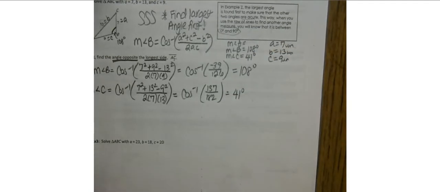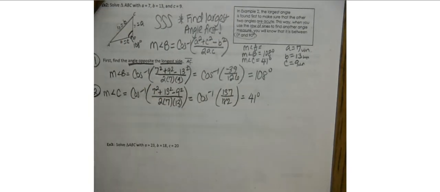So now if I want to find what the measure of angle A is, I'm going to be using inverse. Or not inverse, I'm going to be using the 180 degree rule. So next, to find the measure of angle A, I'm going to say 180 minus 108 minus 41 will give me the measure of angle A. And if I were to put that whole thing into my calculator, I would end up with 31 degrees is equal to the measure of angle A. And that is it. We've officially solved our triangle.